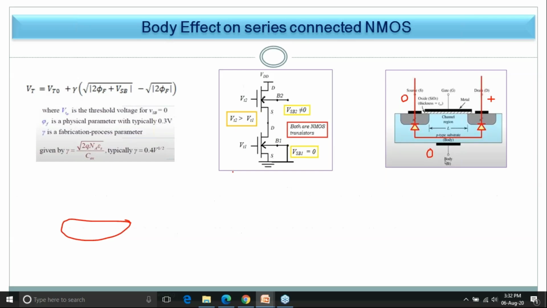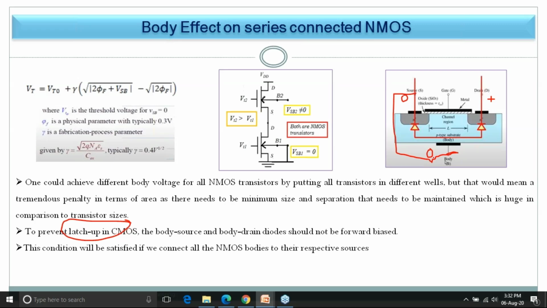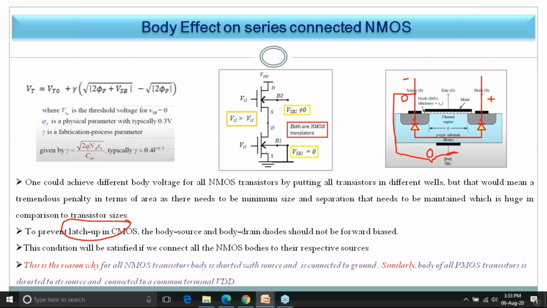So the meaning of latch up is avoiding excessive current flow through the device. That can be achieved by making both diodes reverse biased. This condition will be satisfied if we connect all NMOS bodies to their respective sources. What is the way out? We connect the source with the body. Now, if I am connecting source with the body, what will happen? The source we always keep negative, and VDS is positive. As it is connected to the body, it will make the body negative. And this way we can avoid the body effect.